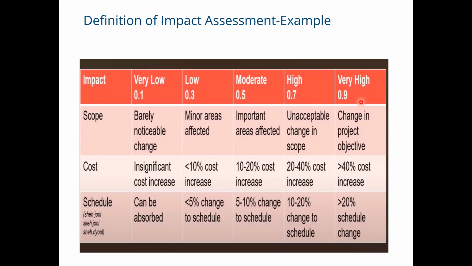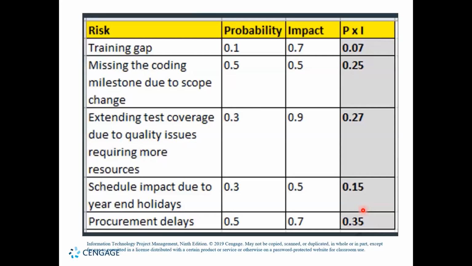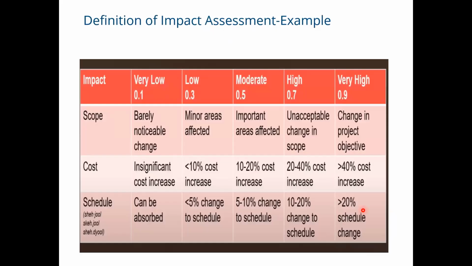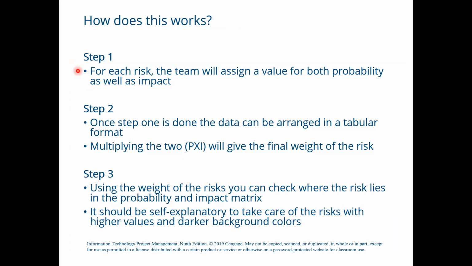And if it is something huge, a serious impact, we can put it in a category of high. So maybe the scope change in project objectives is a big change. Maybe the cost is greater than 40%, or maybe our schedule is impacted more than 20% of actual schedule time. So this is the first step for each risk. The project team with the relevant stakeholders will assign a value for both probability as well as impact.